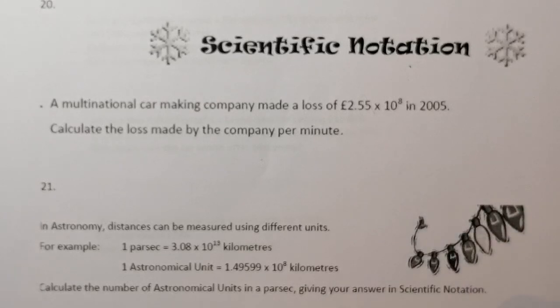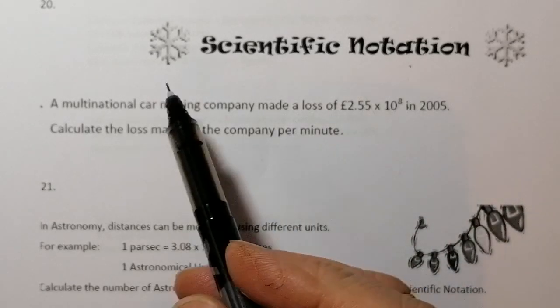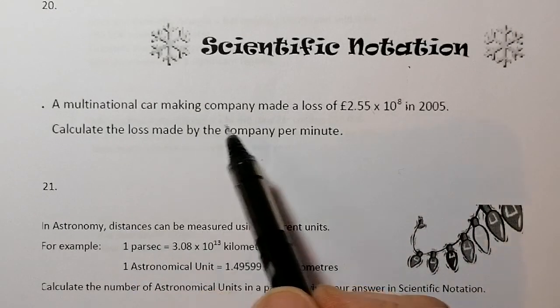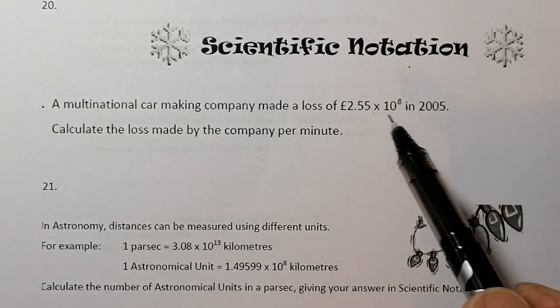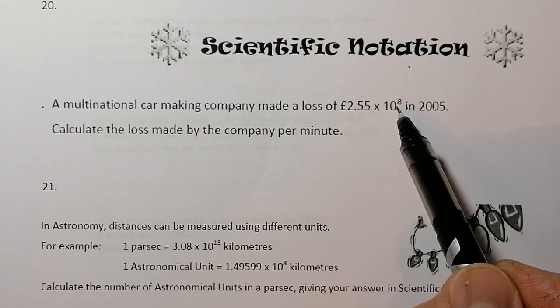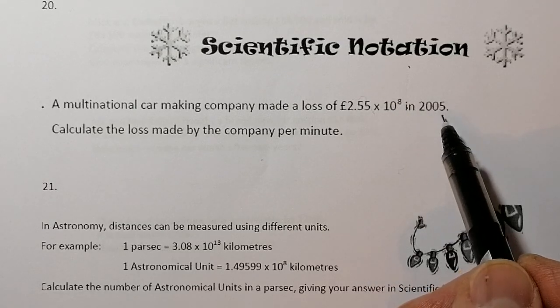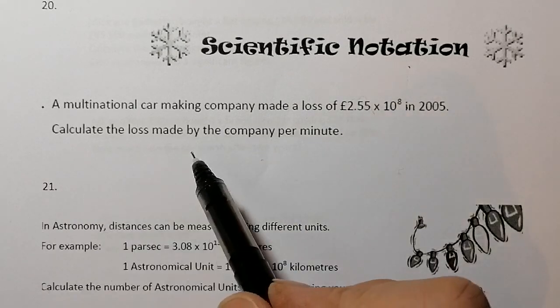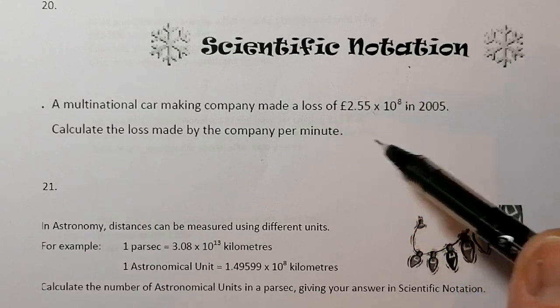So the calculator questions, these two. So first thing, we've got a multinational car making company made a loss of £2.55 times 10 to the power of 8 in 2005, okay? So calculate the loss made by the company per minute.